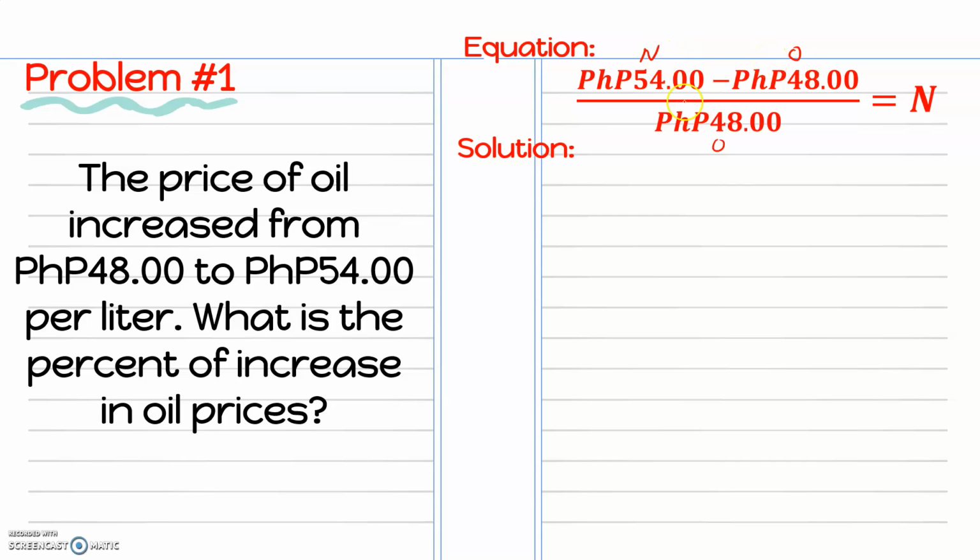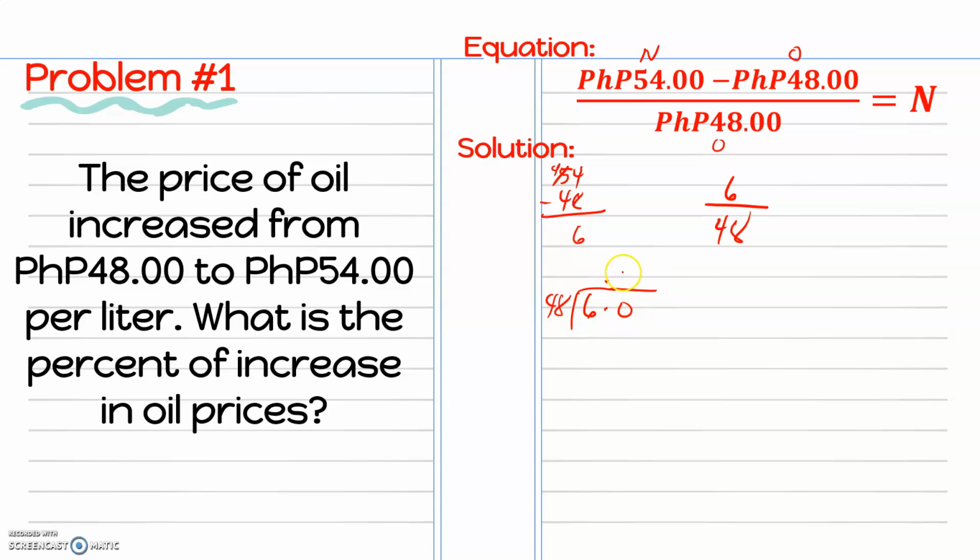So we'll have here 54 minus 48. We have 14 minus 8 is 6. Then 5 will become 4. So we have 54 minus 48 is just 6. Then we'll still divide it by the original value, which is 48. So let's have 6 divided by 48. We cannot divide 6 by 48, so we'll add a decimal point and 0.